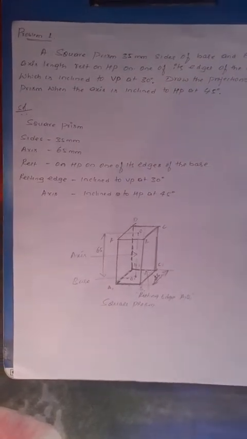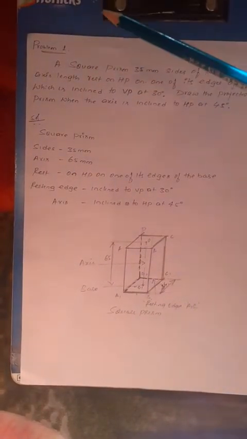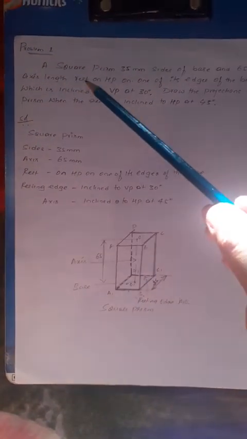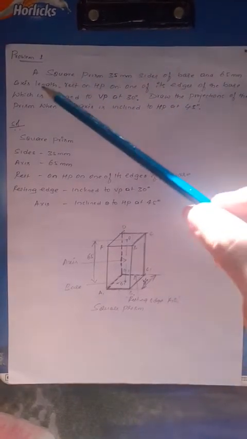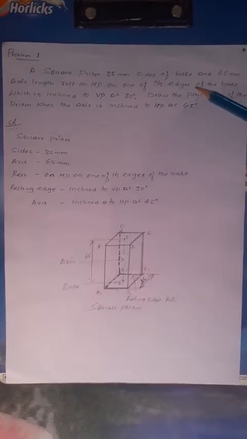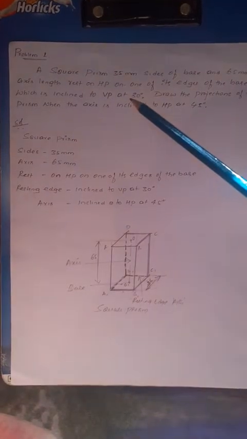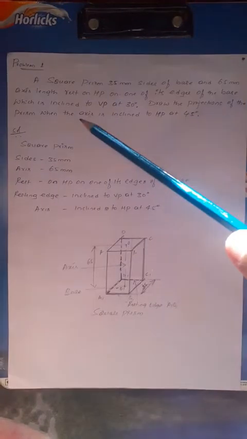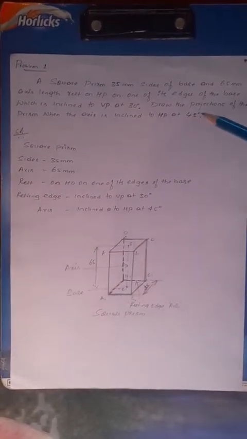Our next lecture video is on solving problems on orthographic projection of solids. The first problem in the primer is a square prism, 35 mm sides of base and 65 mm axis length, resting on HP on one of its edges of the base, which is inclined to VP at 30 degrees. Draw the projections of the prism when the axis is inclined to HP at 45 degrees.